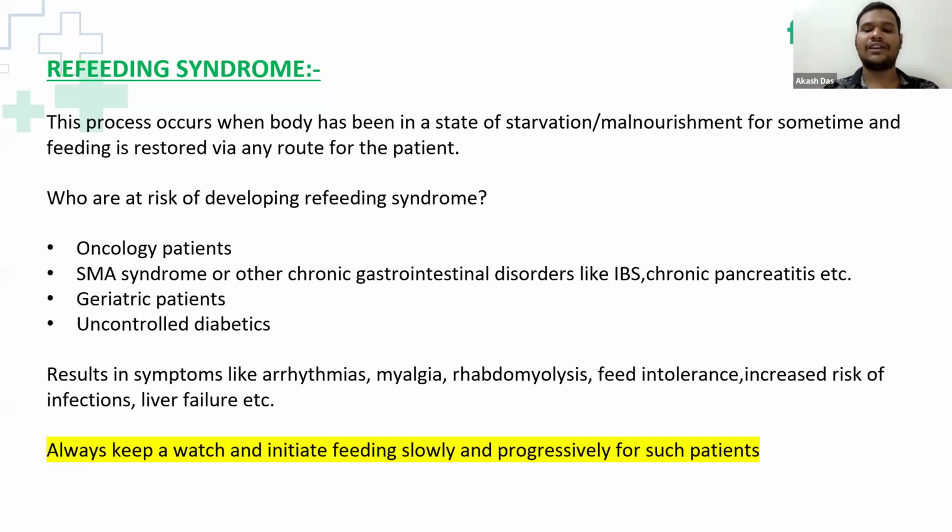Like when you suddenly start the feed at a very high rate, or when you give a lot of calories for that patient. So this results in symptoms like arrhythmias, myalgia, rhabdomyolysis, feed intolerance, and increased risk of infections and liver failure also. So in these patients, always keep a watch and initiate feeding slowly and progressively.